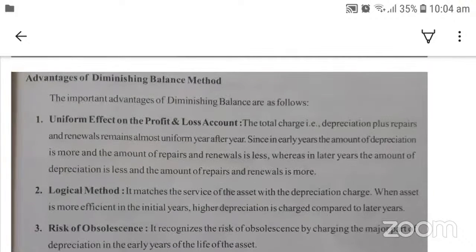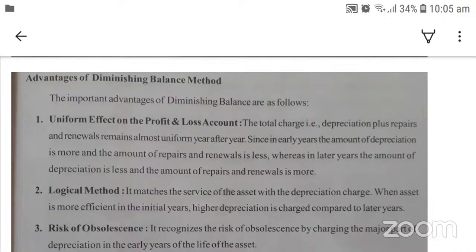Advantages of the diminishing balance method. The important advantages are as follows. Uniform effect on the profit and loss account: the total charge, that is depreciation plus repairs and renewals, remains almost uniform year after year. Since in early years the amount of depreciation is more and repairs and renewals are less, whereas in later years depreciation is less and repairs and renewals are more.